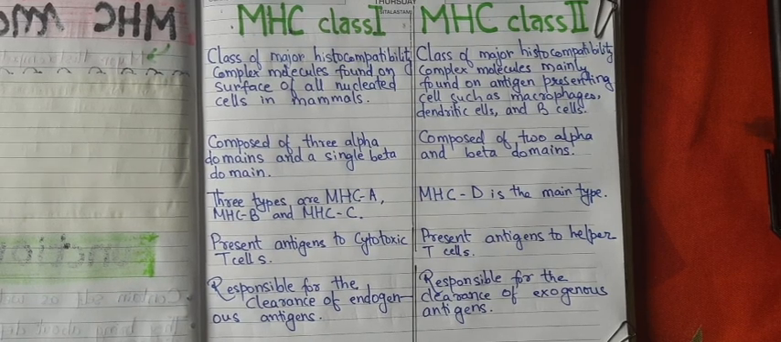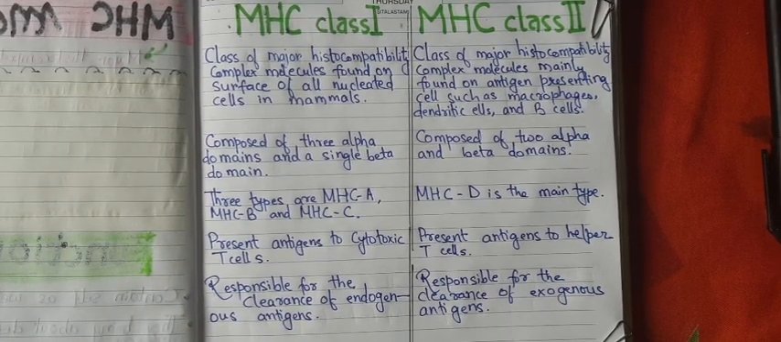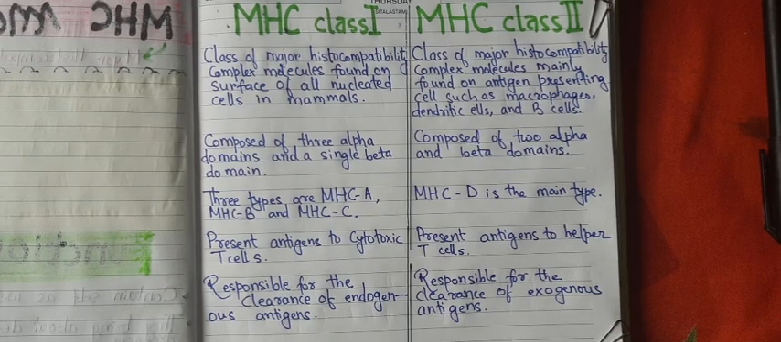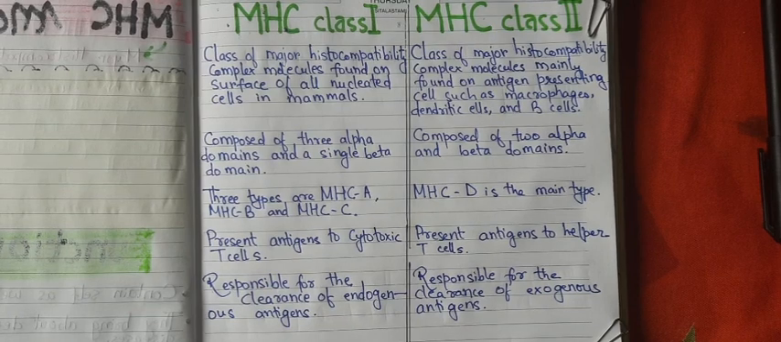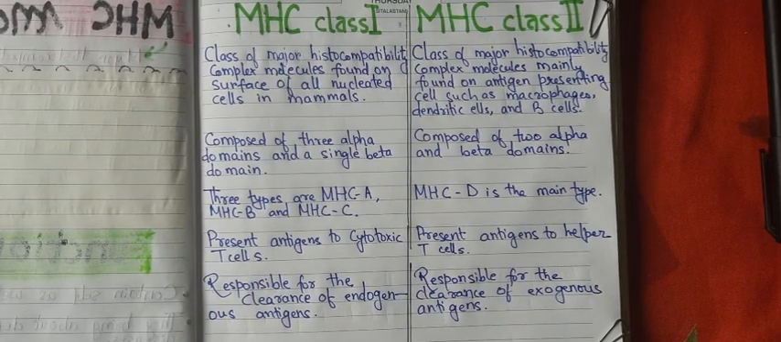Again, the last one: MHC class 1 molecules are responsible for the clearance of endogenous antigens, whereas MHC class 2 molecules are responsible for the clearance of exogenous antigens.